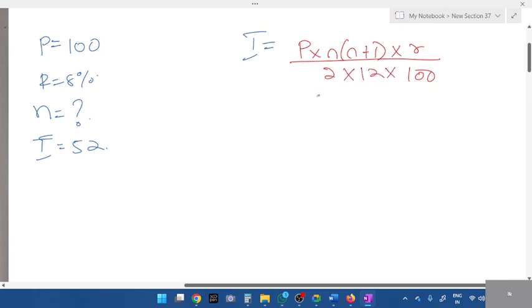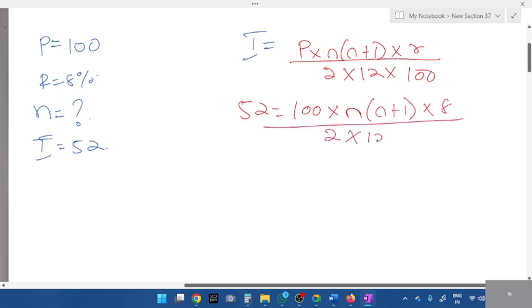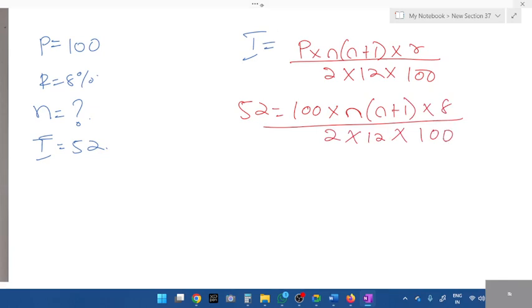Okay, 2 into 12 by 100. I is equal to 52, P is 100, and N is as it is. N into N plus 1. What is the R value? 8. Okay, tell me which one will get cancelled? Yes, 100.